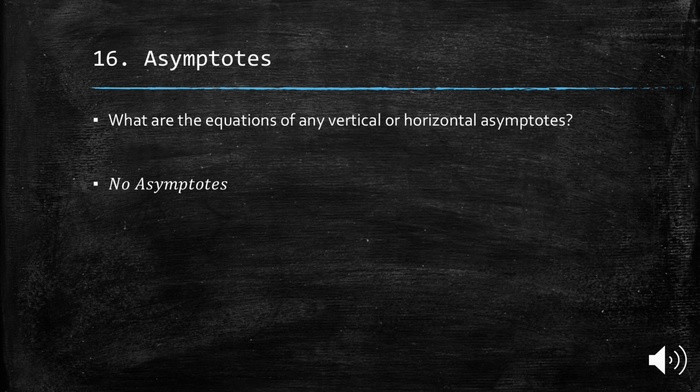What are the equations of any vertical or horizontal asymptotes? Linear functions do not have asymptotes. So the answer to our asymptote analysis for all linear functions would be no asymptotes.